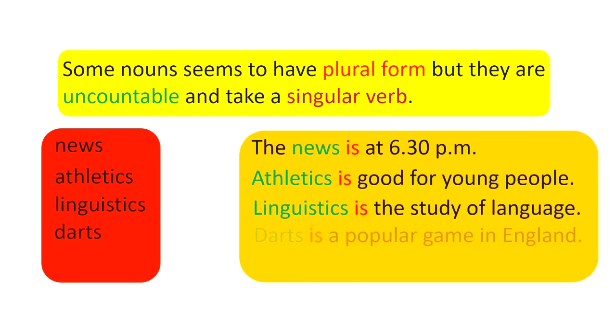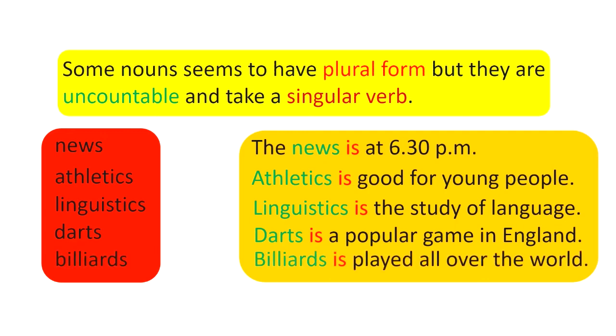Darts. Darts is a popular game in England. Billiards. Billiards is played all over the world. Here you can see all the words in green color are uncountable nouns and take singular verb.